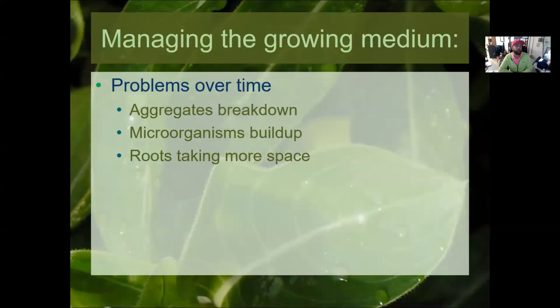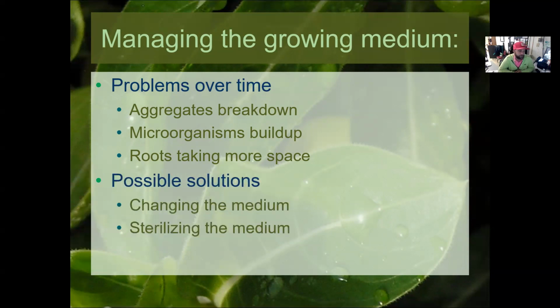Managing the growing medium. Problems over time: aggregates break down, microorganisms build up, and roots take more space. So in the long run, roots are going to take form and take up a lot of space. You want to make sure that you're offering enough space within that growing medium for roots to expand, especially depending on what type of plant or vegetable you're trying to grow. So make sure you're always checking for broken-down aggregates and adding more in as needed, and always be testing to see what kind of microorganisms are in there. Even take a sample on a petri dish and look at it under a microscope to see what you might have crawling around in there.